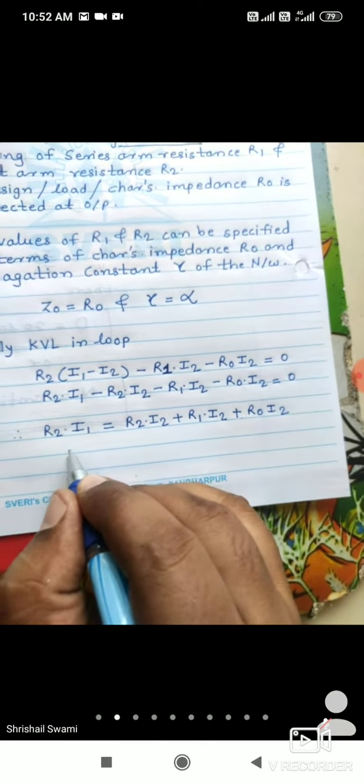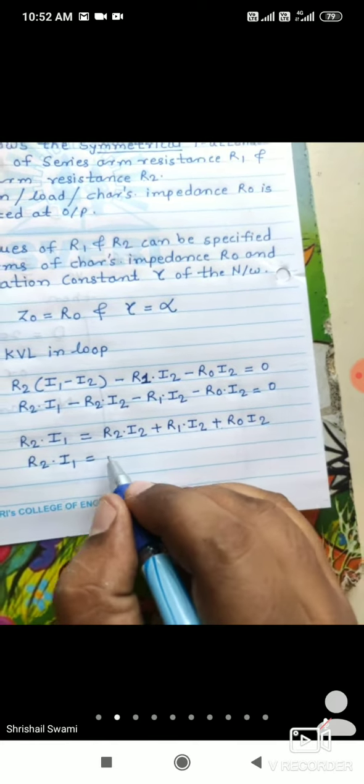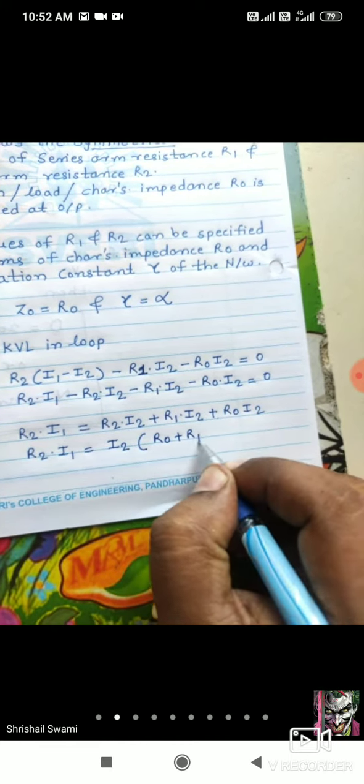Now R2 into I1 as it is. So what you can take, the common I2 common घ्या. मग काय राहणार R0 plus R1 plus R2.